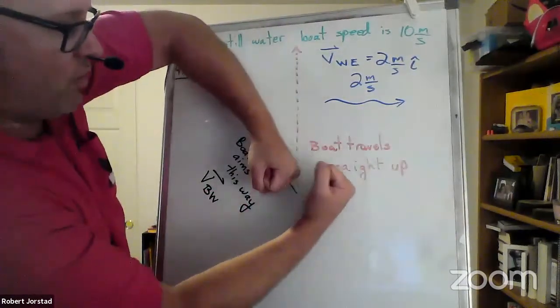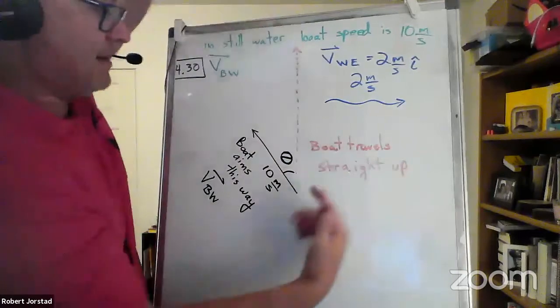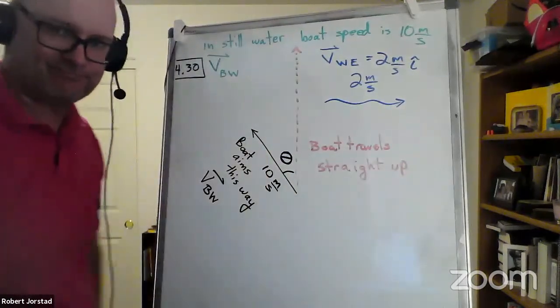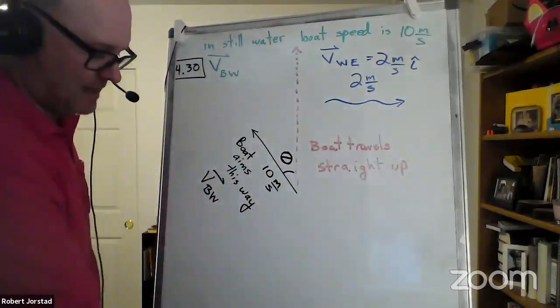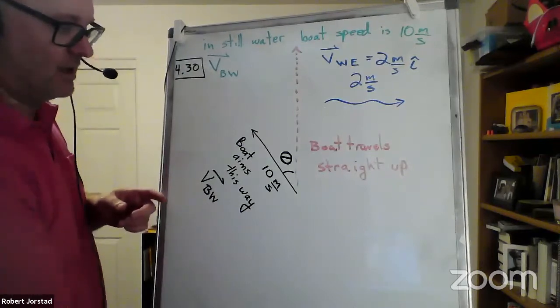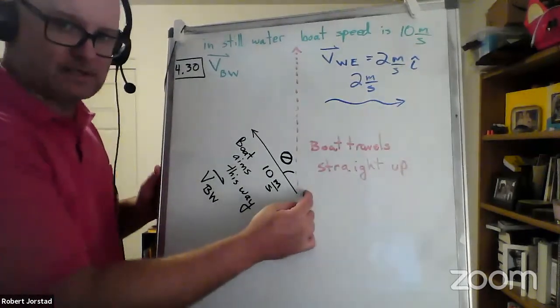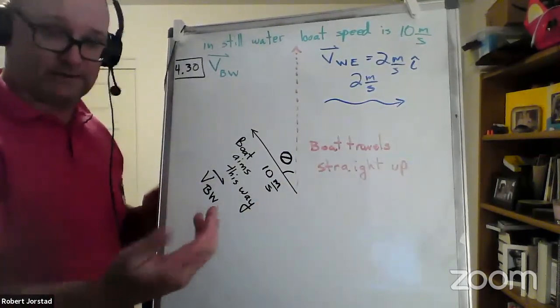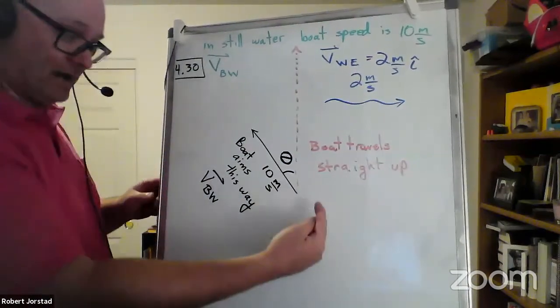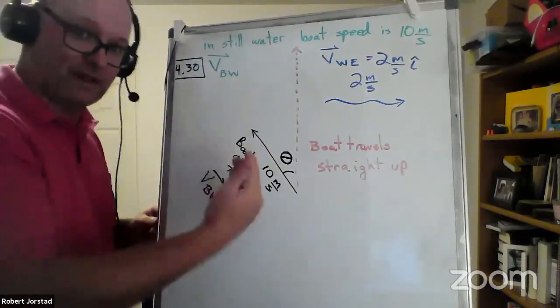So again, the water's flowing that way. You're going straight up, but you're aiming this way. That is why this is the velocity. And so again, you could think of the buoy as being at rest relative to the water. So as the buoy goes that way, you are actually moving upstream relative to the buoy.